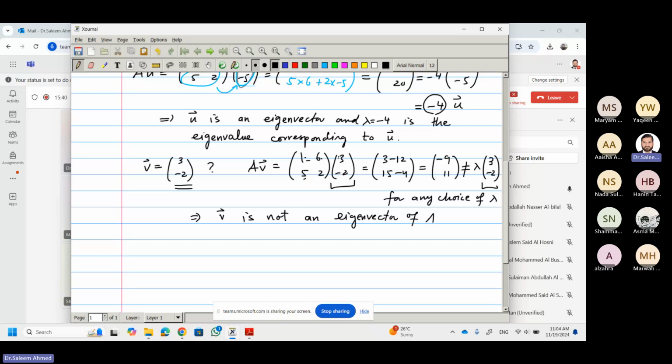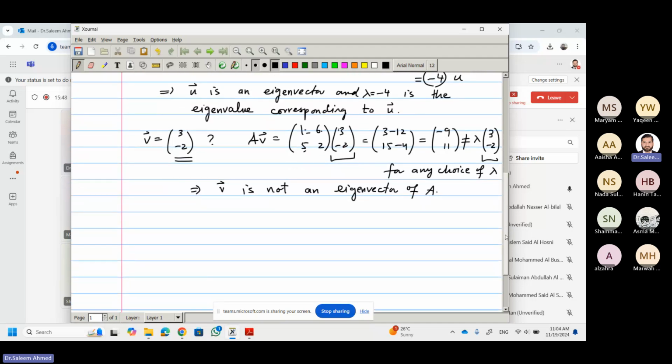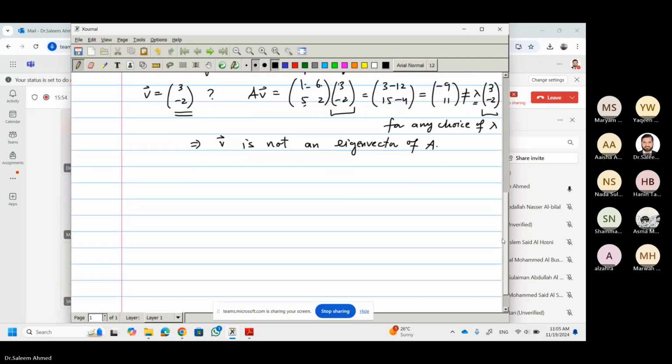Okay. So it's very easy. If a vector is given, it's very easy to check whether it's an eigenvector or not. Multiply the matrix with the vector. If your vector comes back multiplied by a number, it is an eigenvector. Otherwise, it's not an eigenvector.